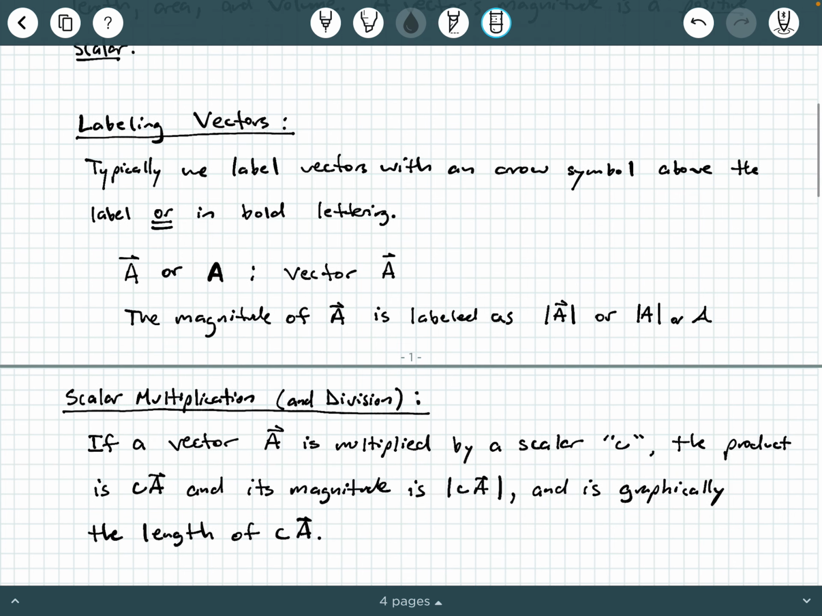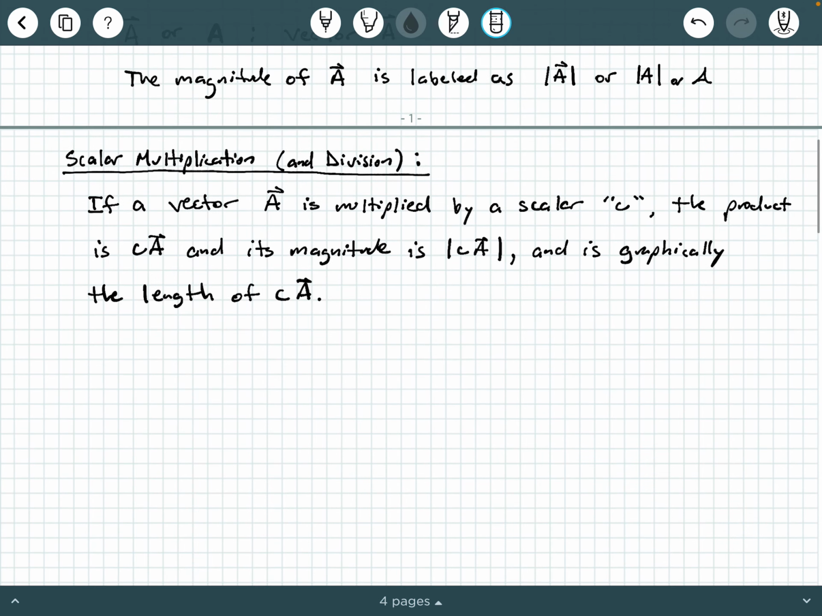All right, let's talk about scalar multiplication next, okay? When we talk about scalar multiplication, this would be the same thing as scalar division, okay? Because remember, when you divide by a scalar, you're really just multiplying by the reciprocal of that scalar, right? So if a vector A is multiplied by a scalar little c, the product is cA, little c times vector A. And its magnitude is given by absolute value symbols of cA, and is graphically the length of cA.